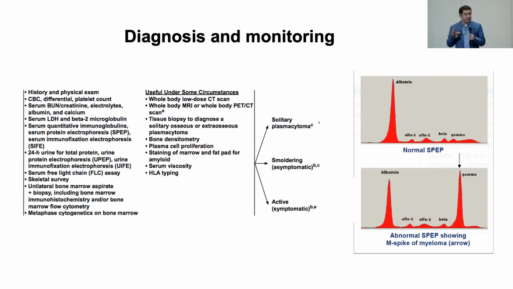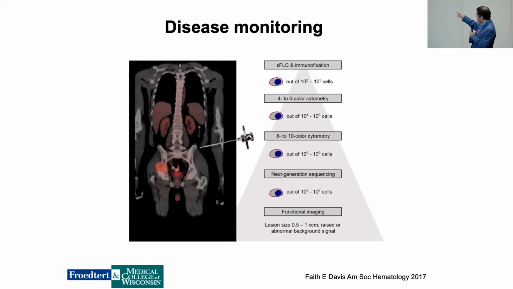So in that case, you have to rely on very sensitive imaging like PET scan and MRI to monitor the disease. And so here is the picture. It shows you the PET scan image. The one down here shows the lesion there. And this on the right side tells you the different sensitivity of detecting those malignant plasma cells. So first is by the blood work, and as shown here, as you go down further, you are getting more sensitive tests.